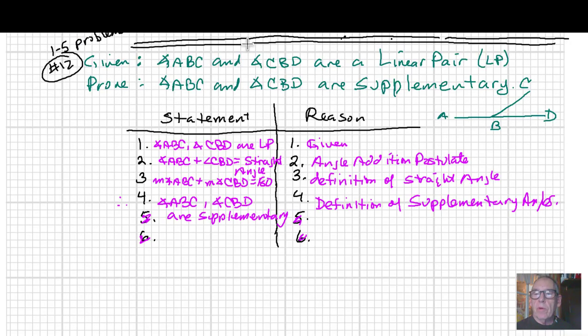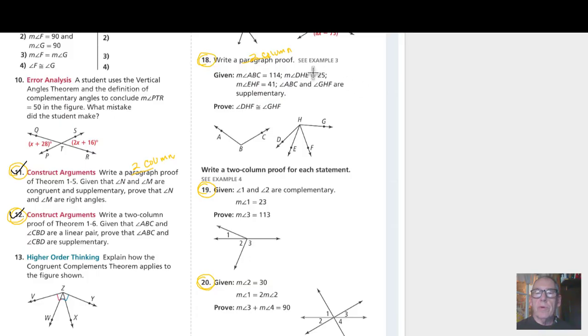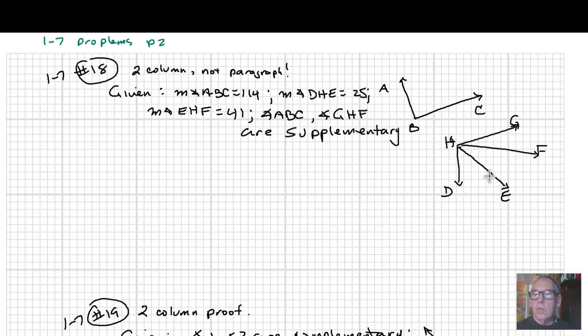And make sure I got the diagram straightened up here. ABC, DHG, DHE, DHF. Okay, so I got the diagram set up. They don't have to be to scale, but they need to try to be close. So first thing we do is set up our statement reason columns.